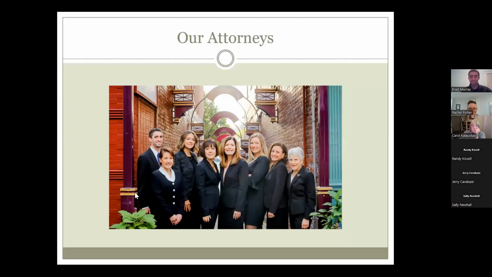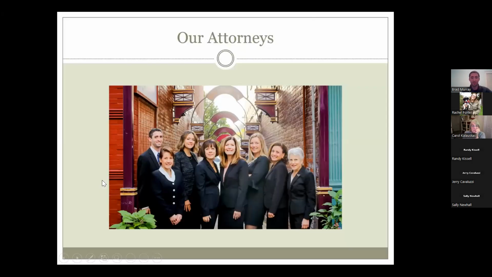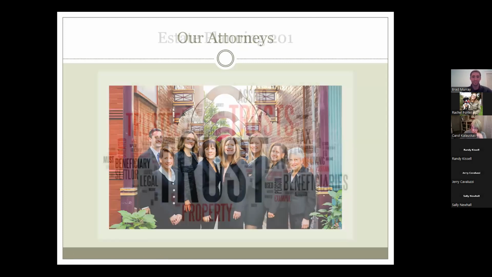But that is okay. I actually like it a lot. Oh, I lost my full PowerPoint there. Okay. And this picture has actually changed. We've had a couple attorneys leave and we've added some new members to our team as well. So hopefully at some point we'll take a more updated photo, but that's just some of us.